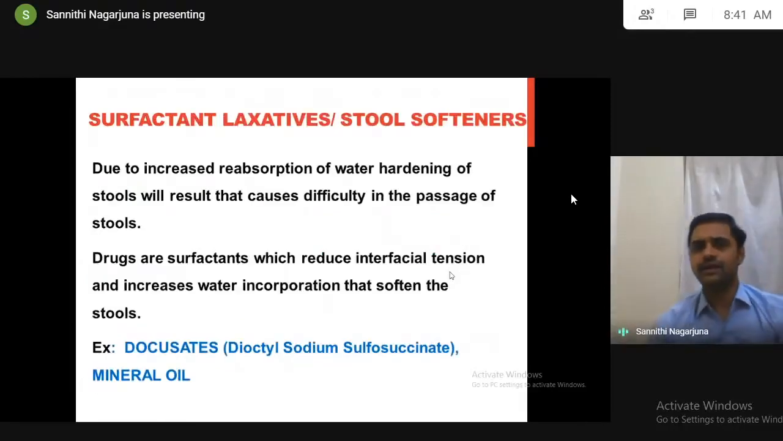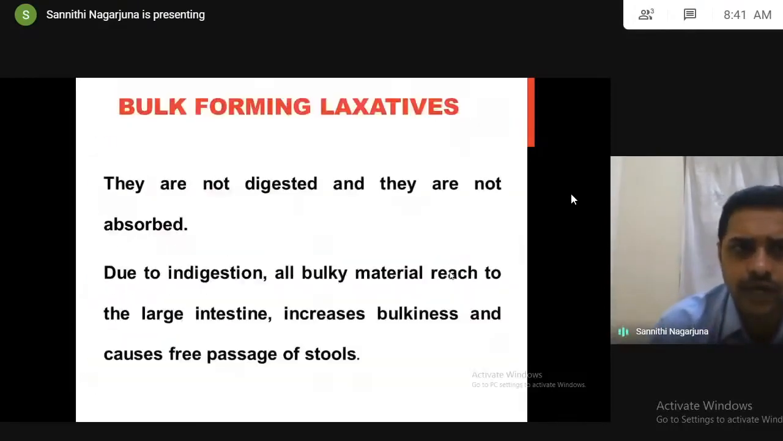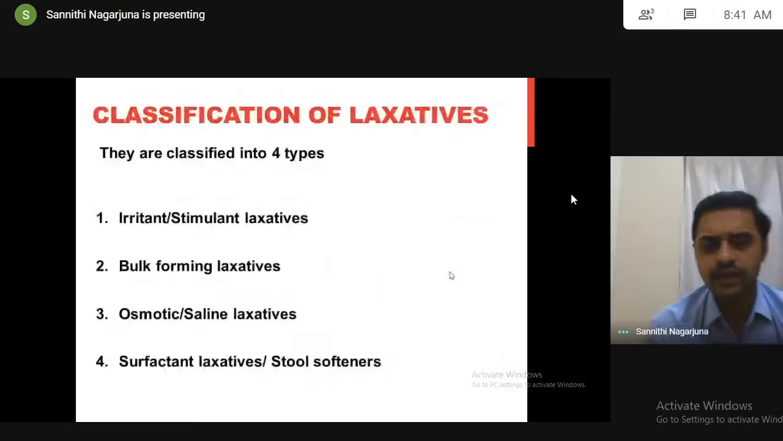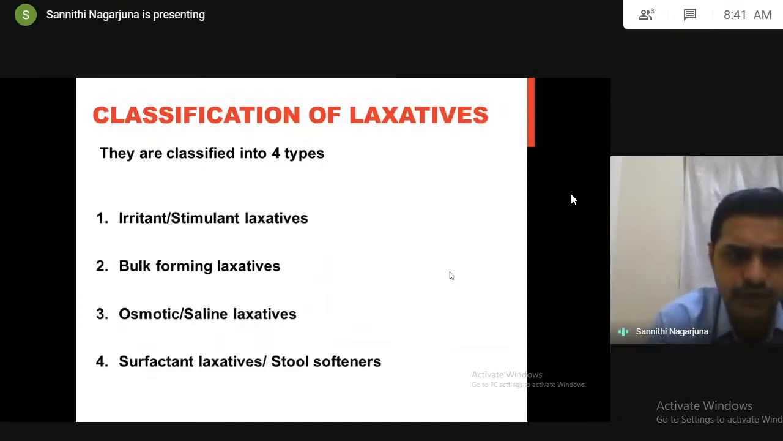Here, this is what the surfactant laxatives are. So these are the four types of laxatives you see here. The irritant or stimulant laxatives: stimulant means they increase the peristaltic movement of GIT, they increase the prostaglandins, they increase the secretions, and they are highly irritating in the stomach.